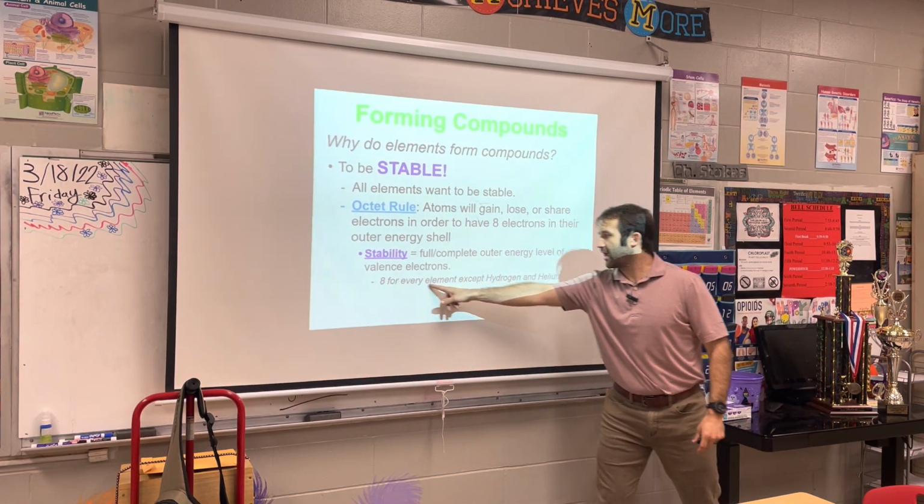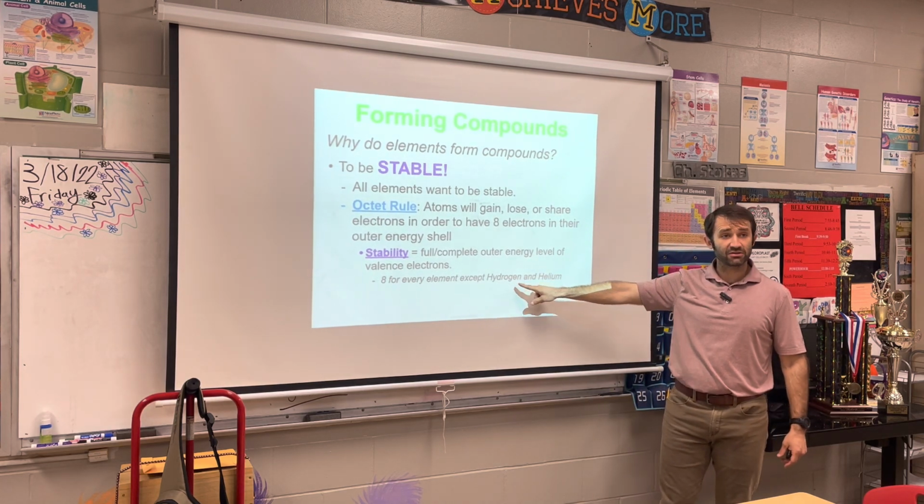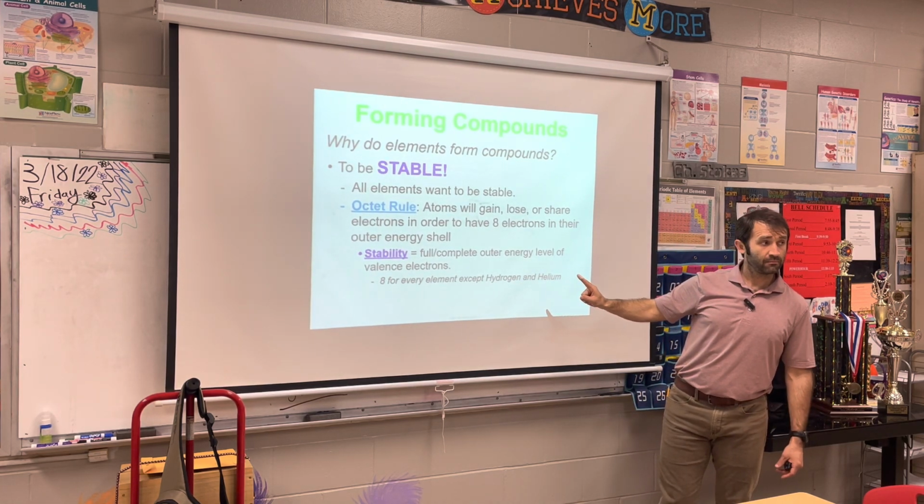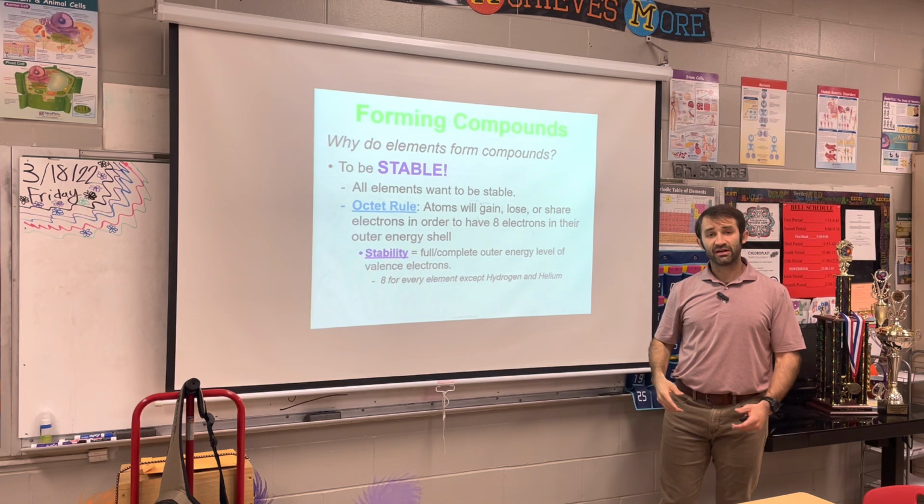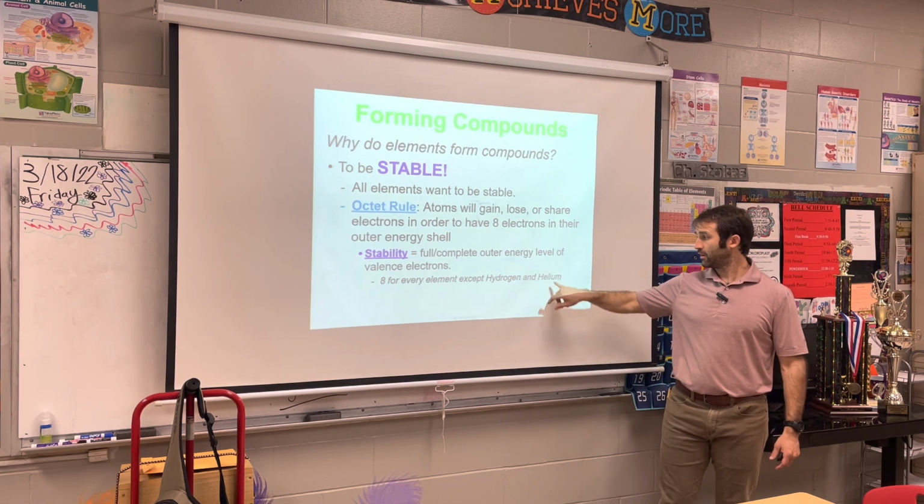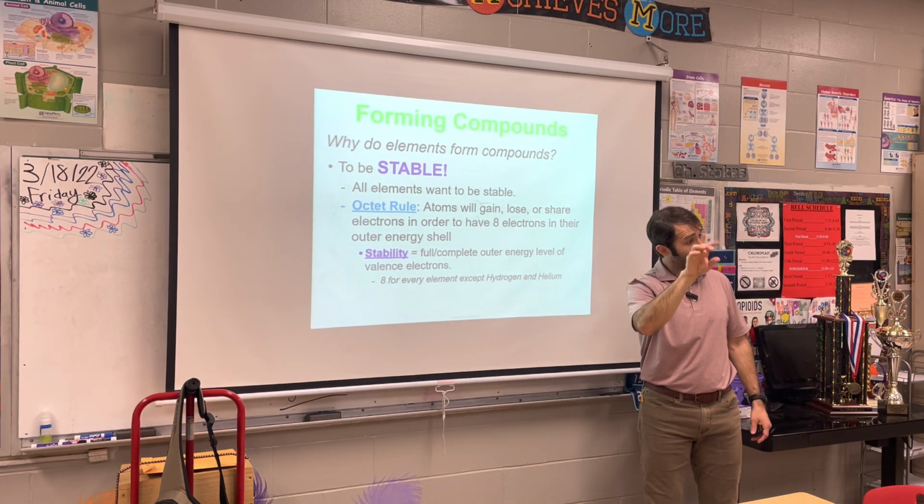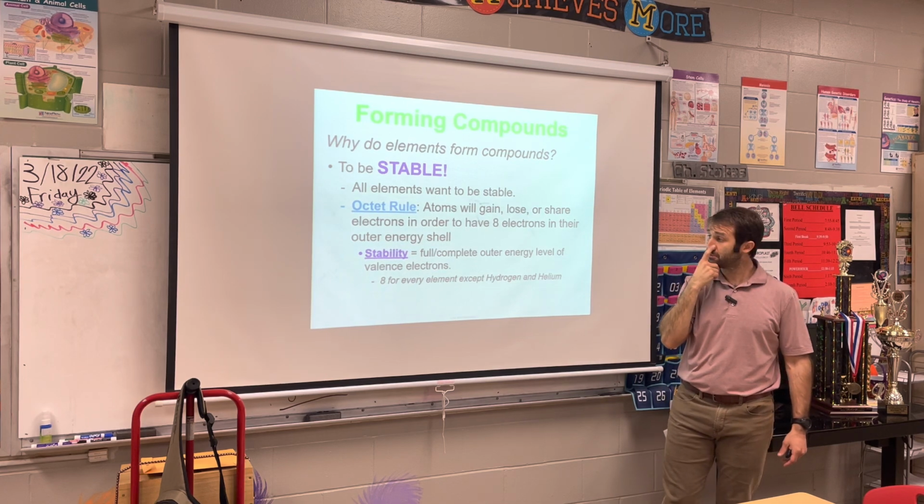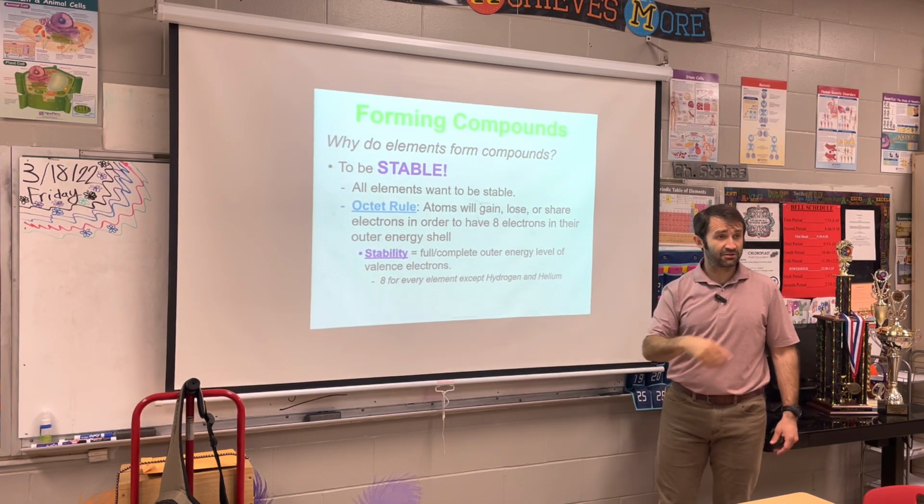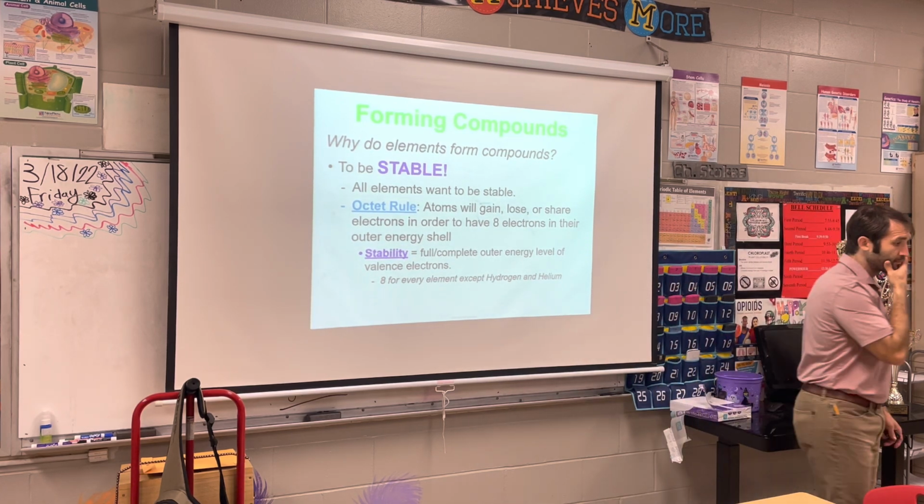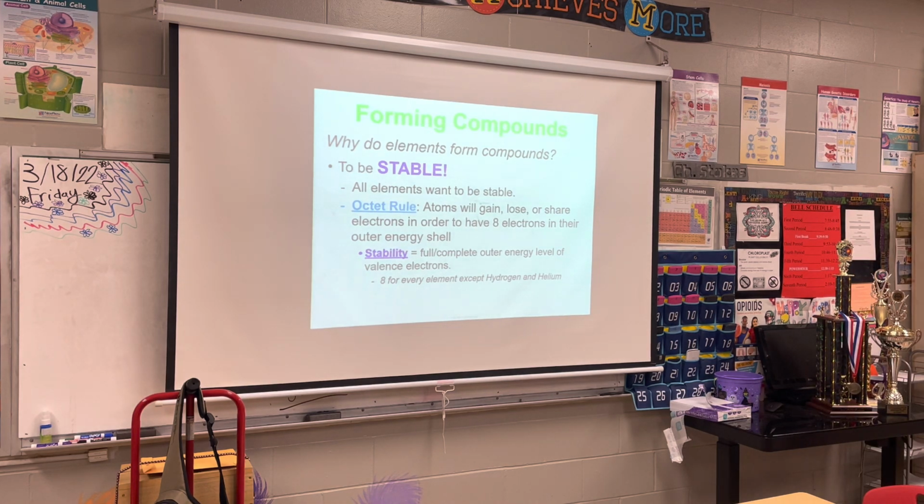It says 8 for every element except for hydrogen and helium. Okay? Because hydrogen and helium, they're little bitty. You know, helium only has 2 in its outer shell because that first energy shell can only hold 2. And the same thing with hydrogen. They're tiny atoms.